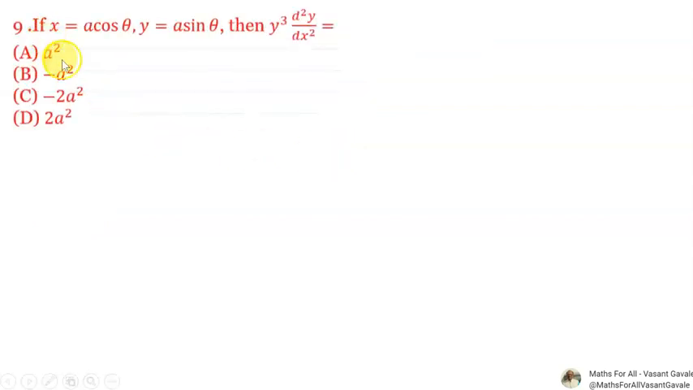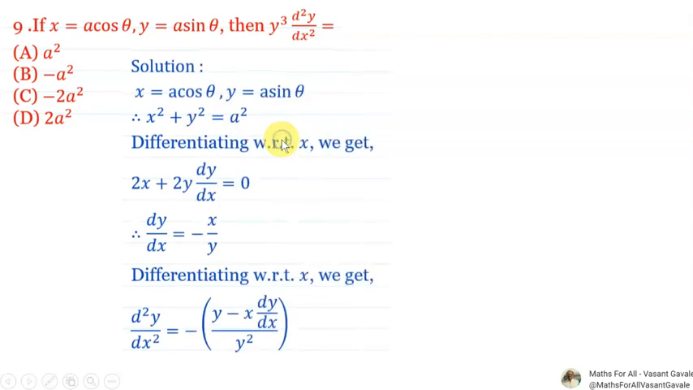Next question, if x is equals to a times cos theta, y is equals to a times sin theta, then y cube into d2y by dx square is equals to. Here x is equals to a cos theta, y is equals to a sin theta, therefore x square plus y square is equals to a square. These are the parameters of a circle. Differentiate with respect to x. The derivative of x square is 2x, of y square is 2y into dy by dx, and of a square is 0. Therefore dy by dx is equals to minus x upon y.